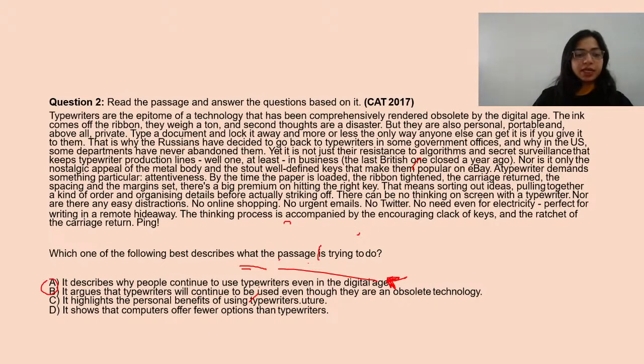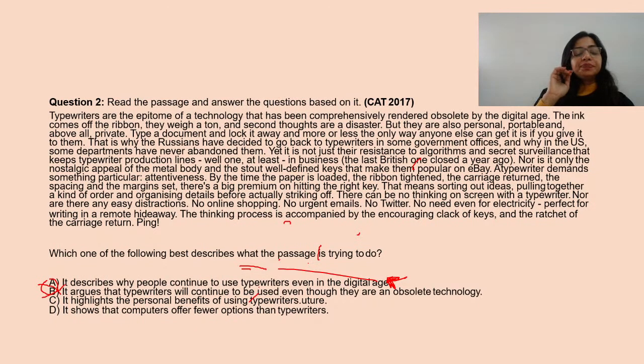B says it argues that typewriters will continue to be used even though they are an absolute obsolete technology. No, this is a very definitive answer. This is one line that was touched by the passage. The passage was not entirely about how it will continue to be used even when that is an obsolete technology.